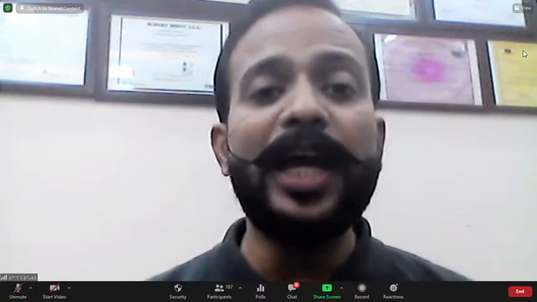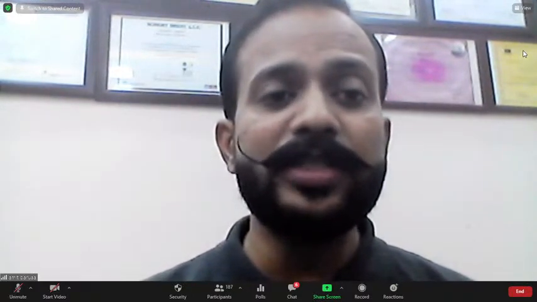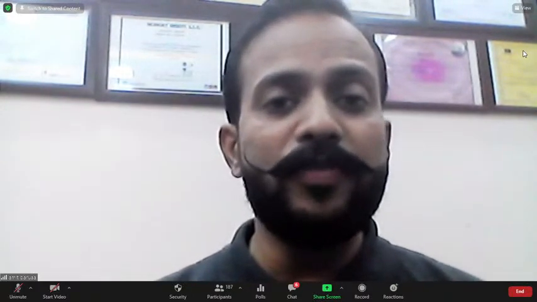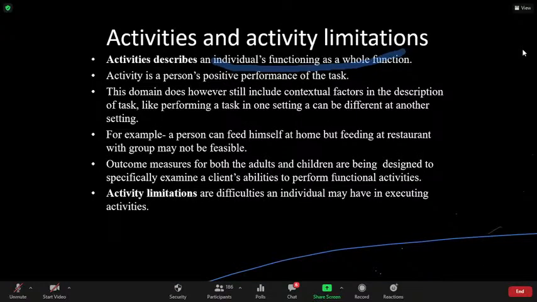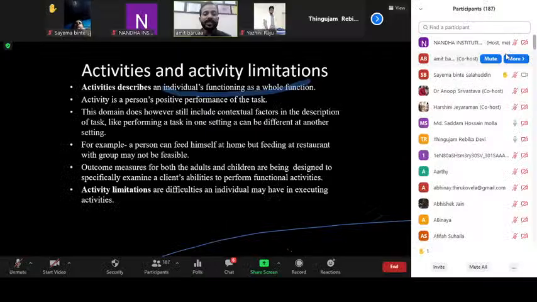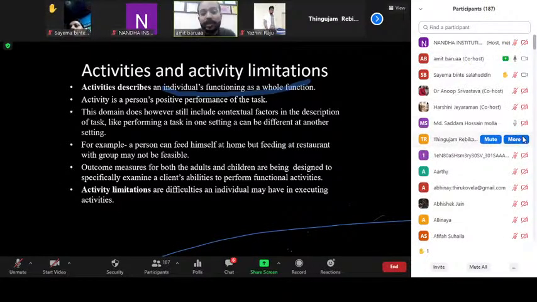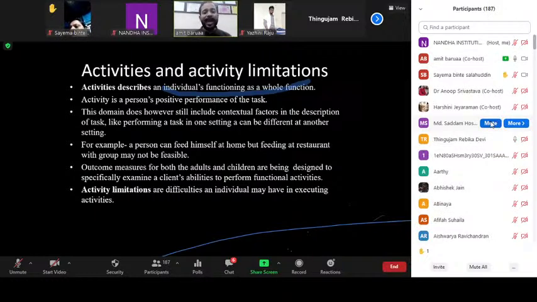Whenever we are writing anything for a child related to our assessment, always consider the positive presentation first. Why is it important? After some days, if you explain to the parents that after therapy he's able to do that, they will say, oh, it was already there, sir. So it's important to always write the activity first and then the activity limitation.